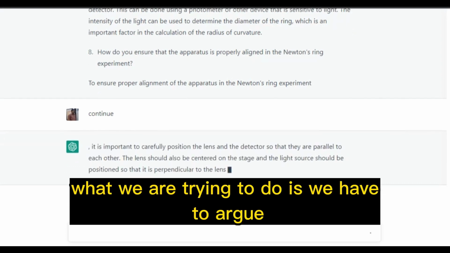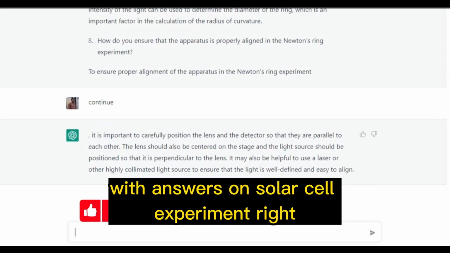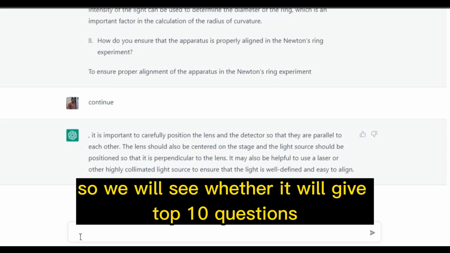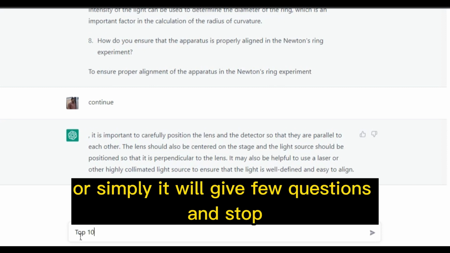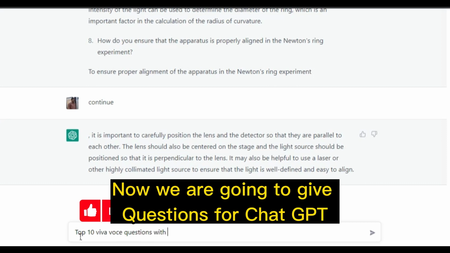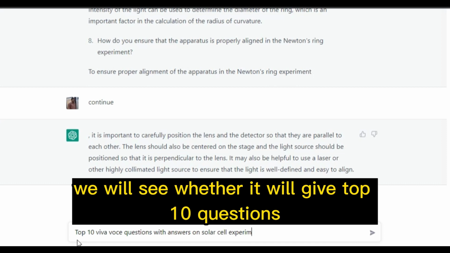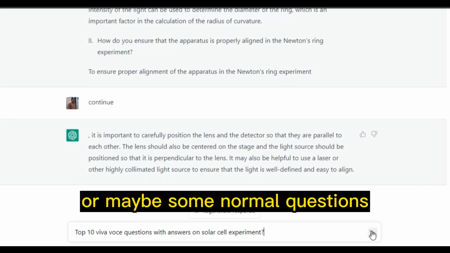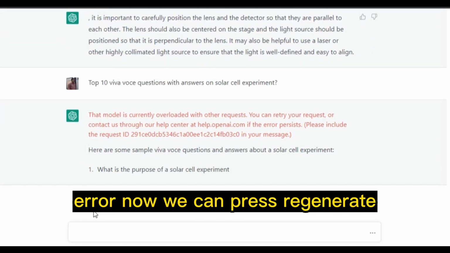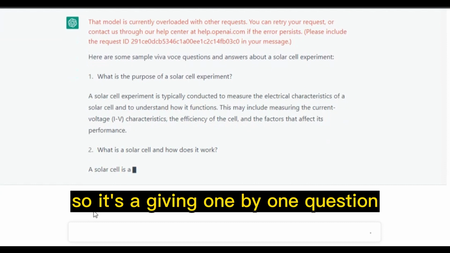What we are going to do is give directly Viva questions with answers on the solar cell experiment. We will see whether it will give the top 10 questions or simply give a few questions and stop. Now we are going to give the prompt: top 10 Viva questions with answers on the solar cell experiment. We will see whether it will give top 10 questions or maybe some normal questions. Now we can press regenerate. Now it's fine. It's giving questions one by one.